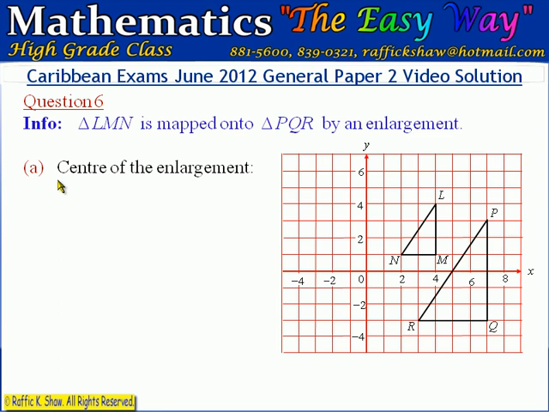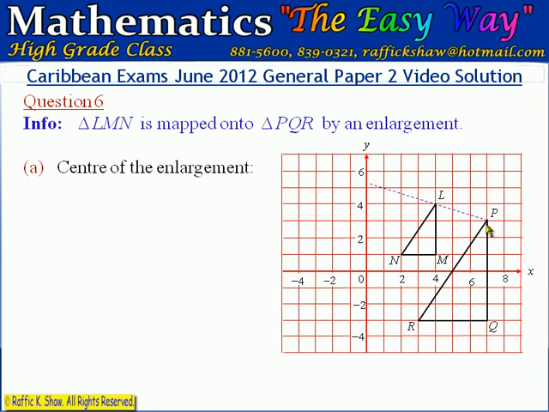Now, the first question is asking us to locate the center of the enlargement. And to locate the center of the enlargement, all we need to do is join the corresponding points and extend those lines to meet. Where those lines joining corresponding points meet is the location of the center of the enlargement. Let's show that construction. And this is the first one.